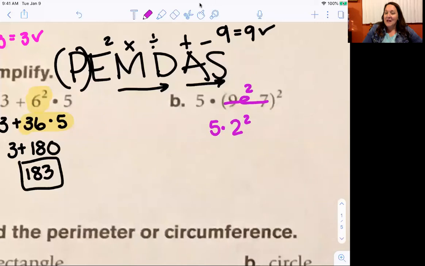What is next? Am I going to multiply first or am I going to do exponents first? Exponents, right? Remember we did this first, then we're going to do exponents. So 2 squared is 4. 5 times 4. What is 5 times 4? 20. Awesome. Pause, do C and D, and come back and check it with me.